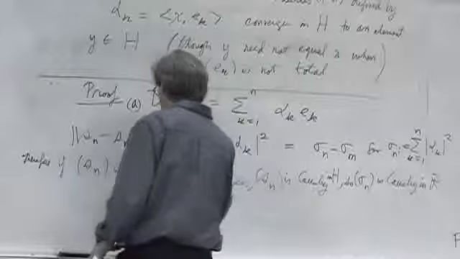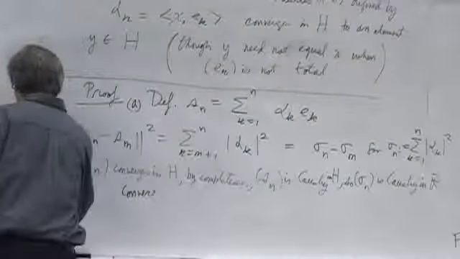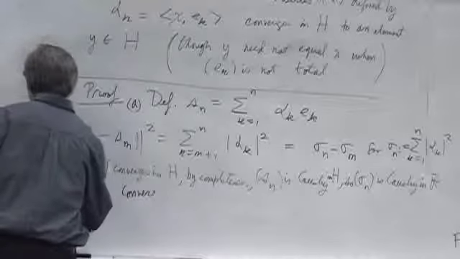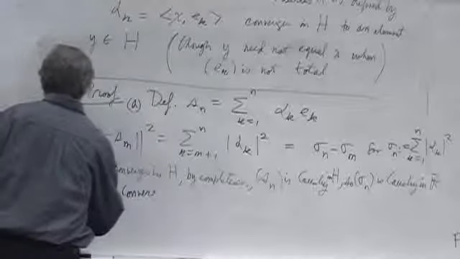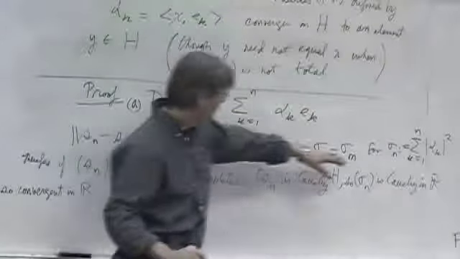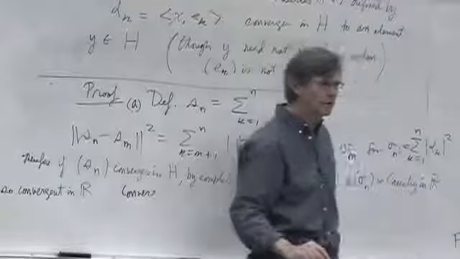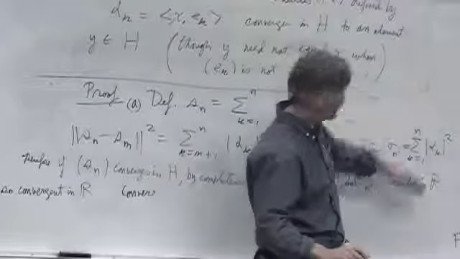Conversely, sigma is Cauchy in R, so convergent in R. And that's exactly what I want. I just want convergent in R. Because if sigma n is convergent in R, then, of course, the infinite series is finite. That's what I mean by convergent. It means the infinite series converges.